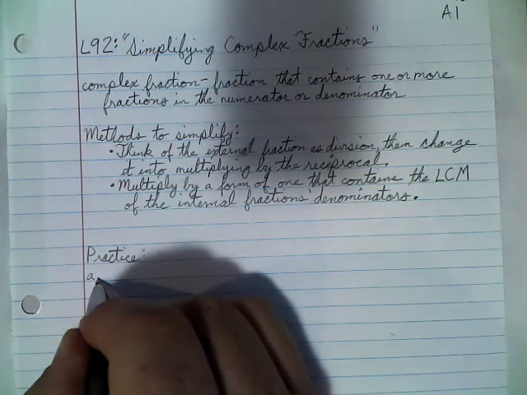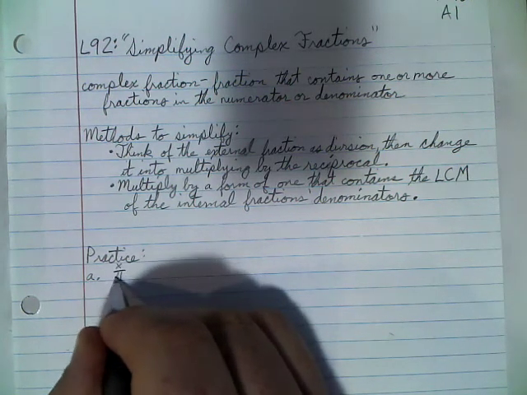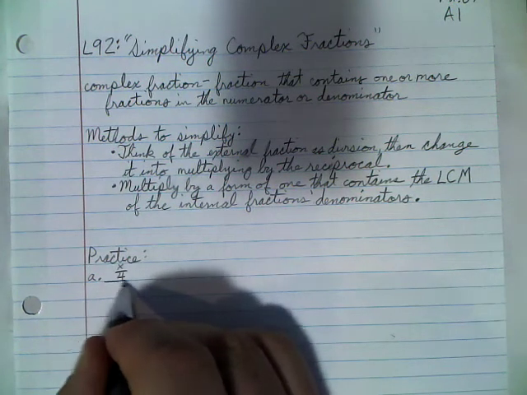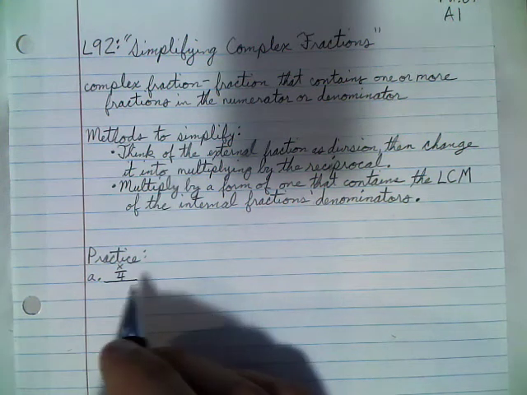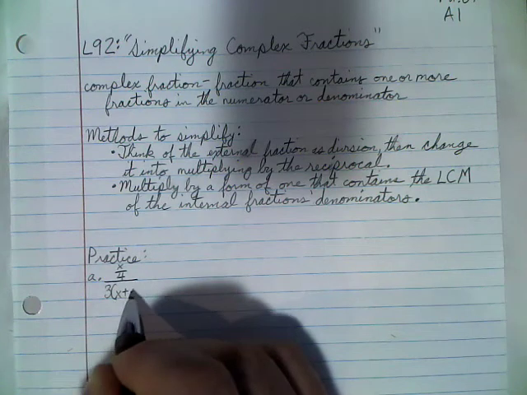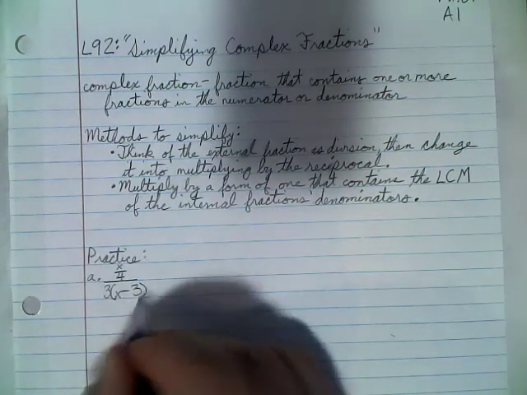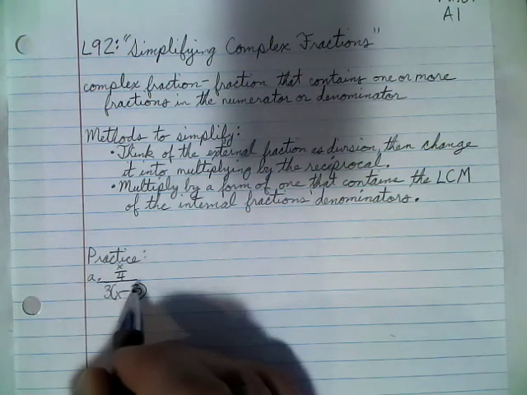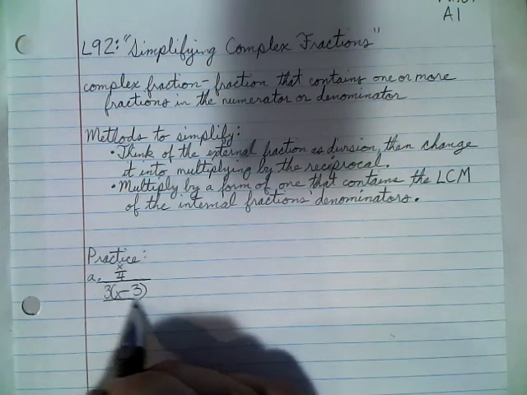So we'll start with A. And I have x over 4 over, and so when you make a complex fraction, to make it real obvious what the external fraction is, make this fraction bar really big, kind of exaggerate it a little bit. And then in the denominator, I have 3x minus 3. So now you can see that my fraction bar really wasn't quite long enough, so I'm just going to extend it a little bit. And then that'll be over x.